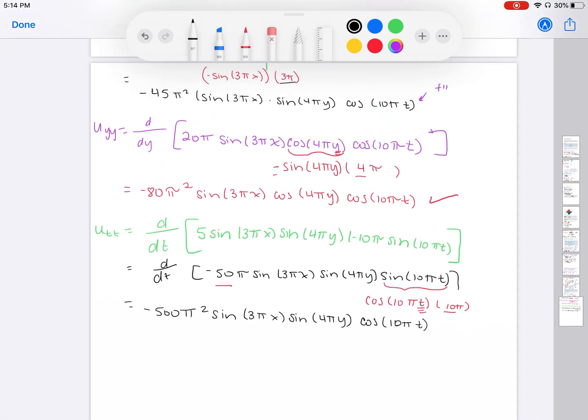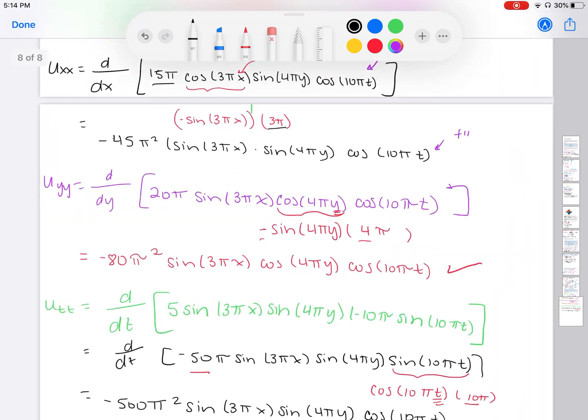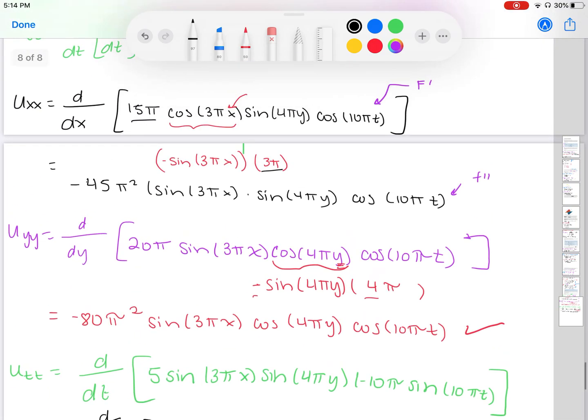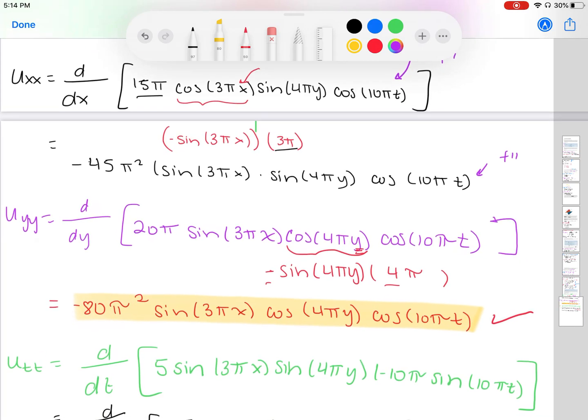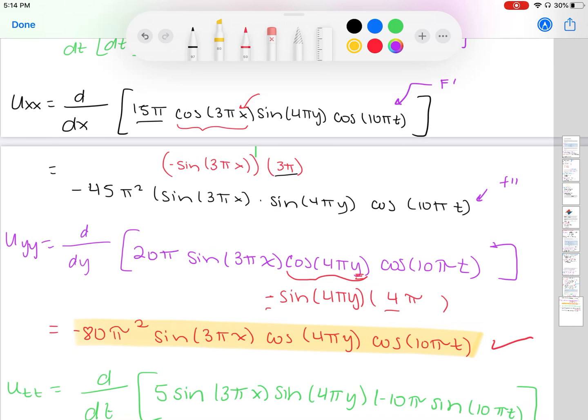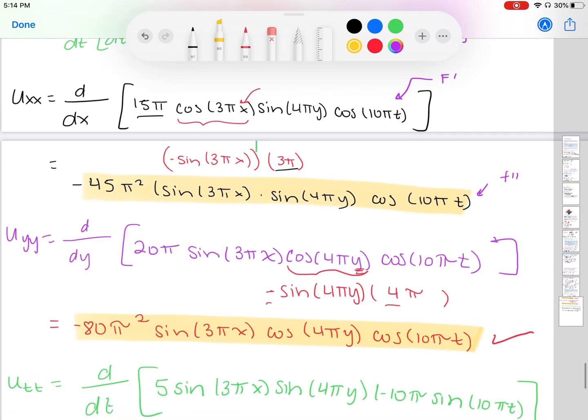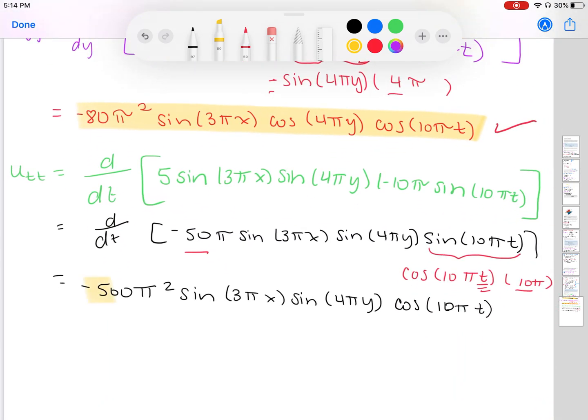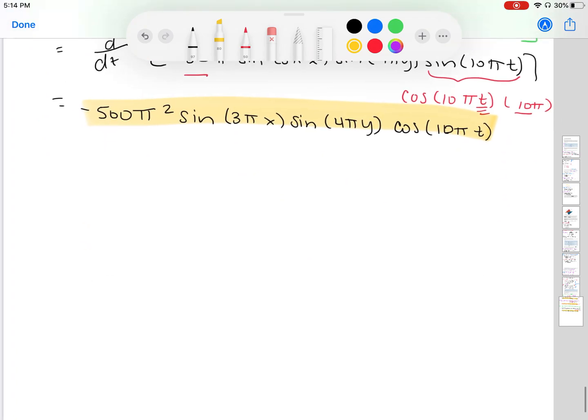Okay, so we did all this preliminary work and we just wanted that second derivative. So let's take a moment to highlight what we wanted. We wanted the second derivative, so we have that first one for y, that second one for x, and then we found that third one for t. And we're trying to prove that this equation holds true.